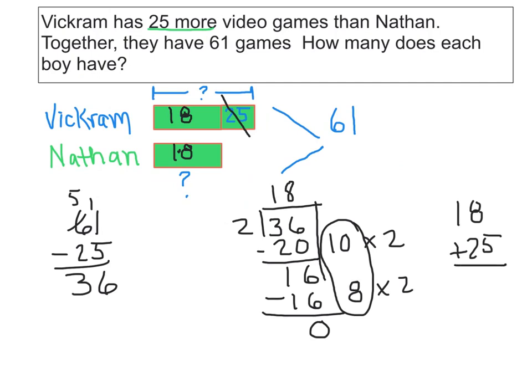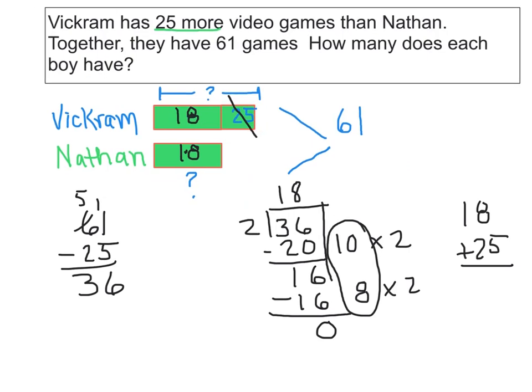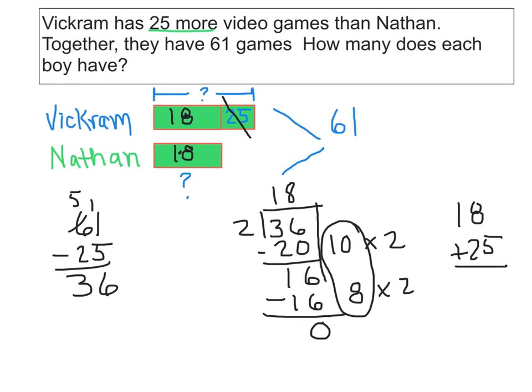And so I have 18 plus 25. 8 and 5 would be 13. And 2 tens plus 2 tens is 4 tens. So Vikram has 43. So Nathan has 18 video games and Vikram has 43 video games.